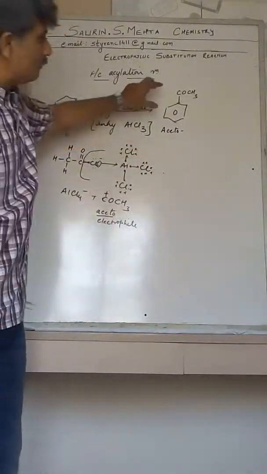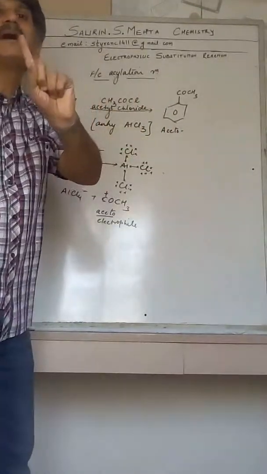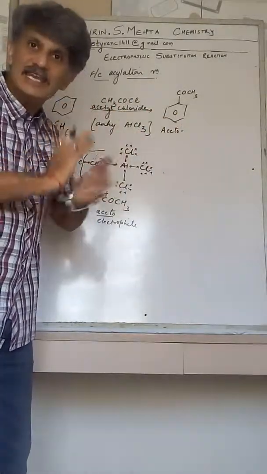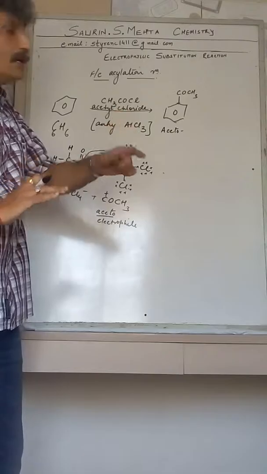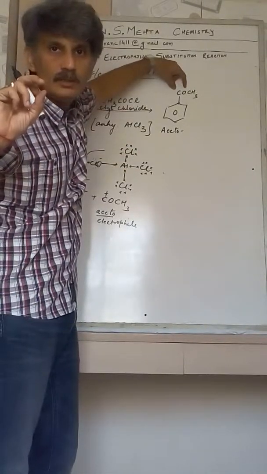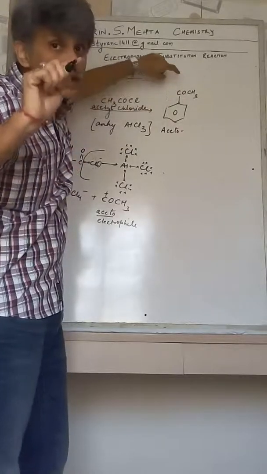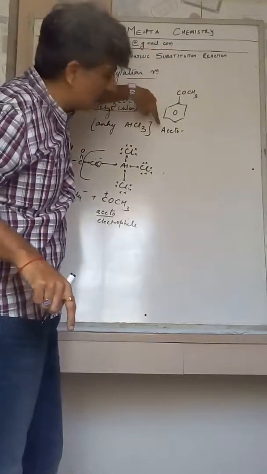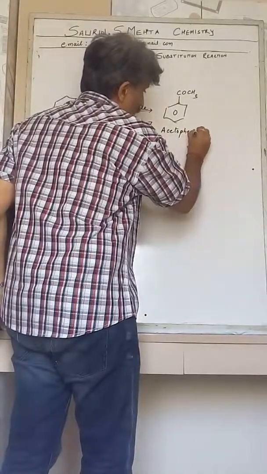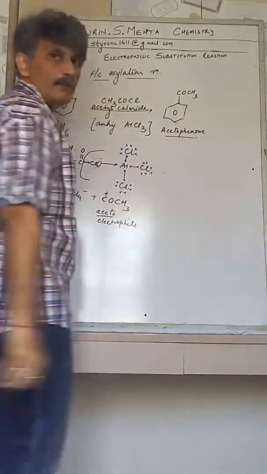Fine, and benzene when it has one hydrogen less, it is C6H5, that is known as phenyl, but that phenyl is bonded to a group known as ketone. It's a keto group, and so ketone has a suffix ONE, so the compound is named as acetophenone. This is the name of the compound.